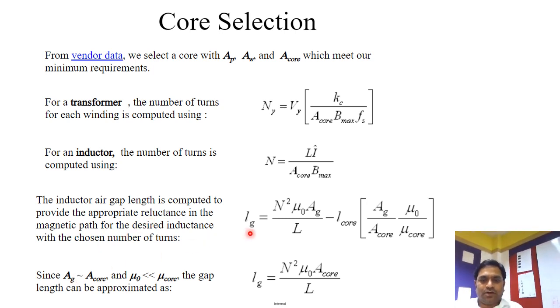And this is the formula for the air gap: Lg equal to N square mu naught Ag upon L minus Lg, Ag the area of gap upon area of core, into mu naught upon mu core. Since the area of gap is approximately the area of core and mu naught is less than mu core, the gap length can be approximated as Lg equal to N square mu naught A core upon L.